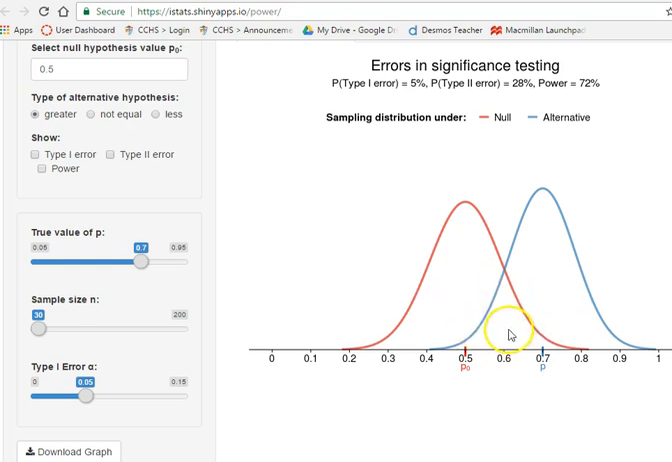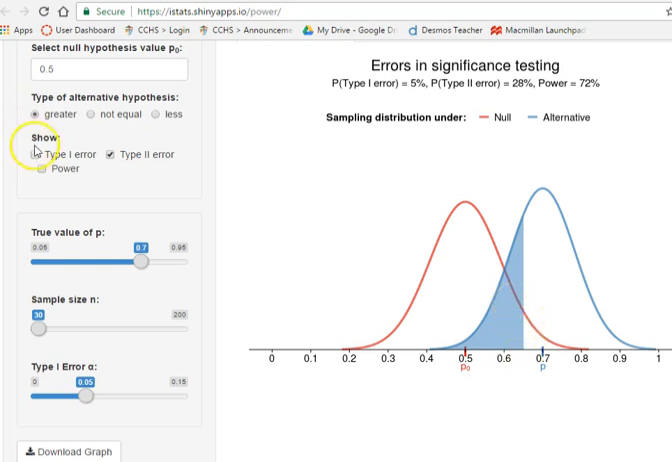You can see there's quite a bit of overlapping here where a p hat could plausibly come from either distribution. So if I get a p hat in here, how do I know whether it came from the 50% or from the 70% or maybe something in between? So it could have come from either distribution. So what is the type 2 error? The type 2 error is the probability that I will fail to reject the null hypothesis when it's really false.